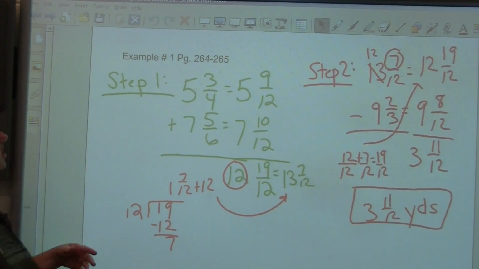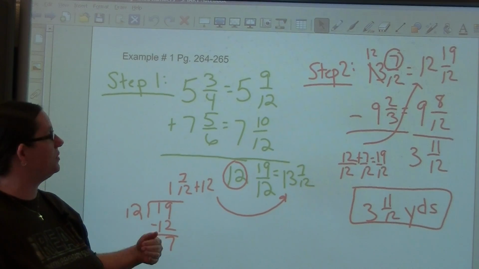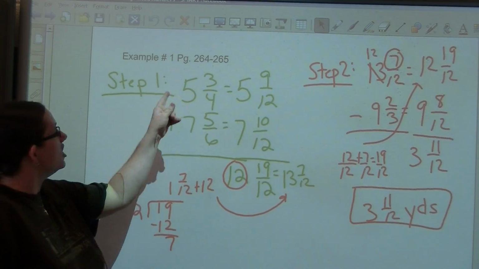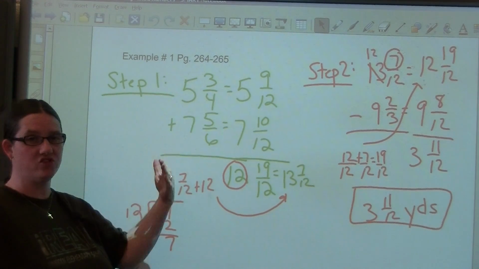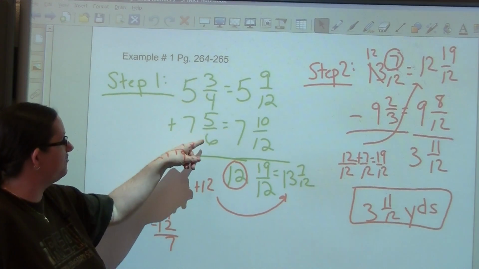Okay, 5th grade, so now we're going to copy down what they just copied in the book. After we've looked at it, we should be able to walk through it and write it ourselves. So again, step 1 is we're going to put the 2 types of fabric together so I can get the total. So 5 3/4 plus 7 5/6.